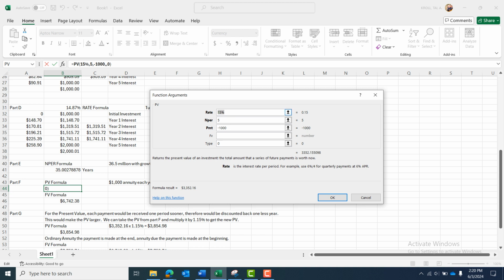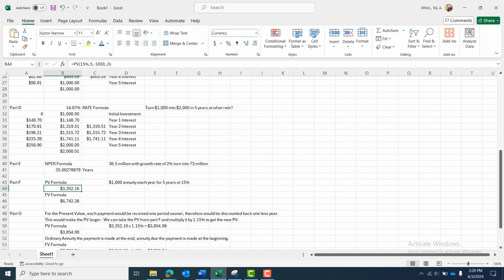Again, I just type in my rate with the percent key. I know the problem says it's a 5-year. This time I am putting it in the PMT box, because the annuity, I'm investing $1,000 every year. And I'm putting that in as a negative because that's what I am investing. And then it told me what that had to presently be worth.